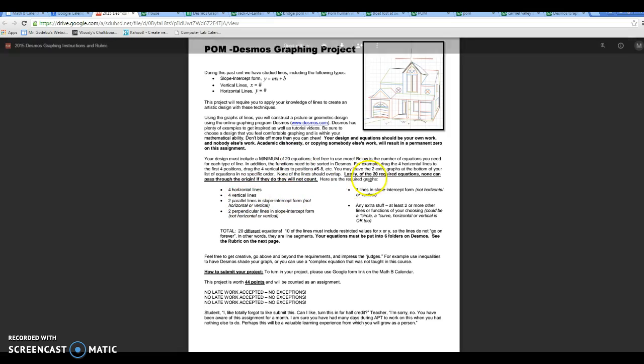You need to do at least 20 equations. Now, 20 equations means 20 lines. There are specific things you have to do. You have to do 4 horizontal lines at least, 4 vertical lines at least, 2 lines that are parallel in slope-intercept form that are not horizontal or vertical, 2 perpendicular lines, and we'll talk about that in 2 class sessions. At least 6 lines have to be in slope-intercept form, and then extra stuff. There has to be at least 2 extra things, okay?